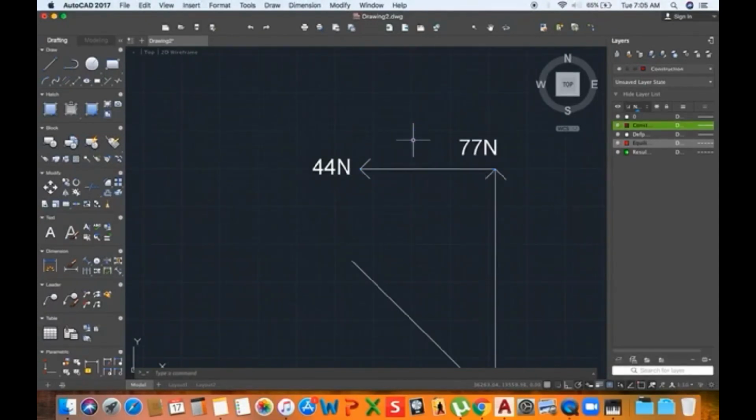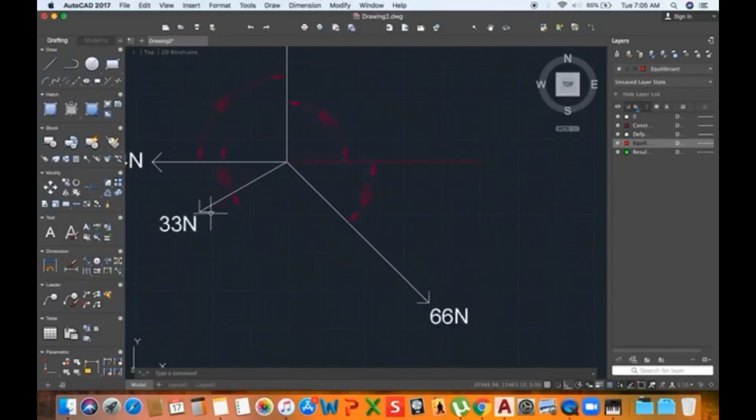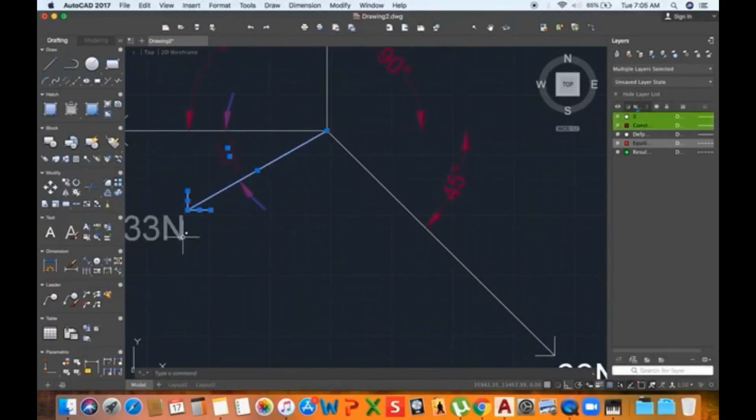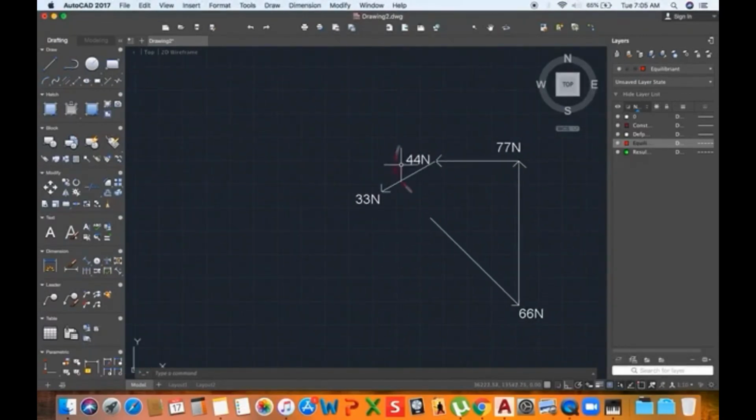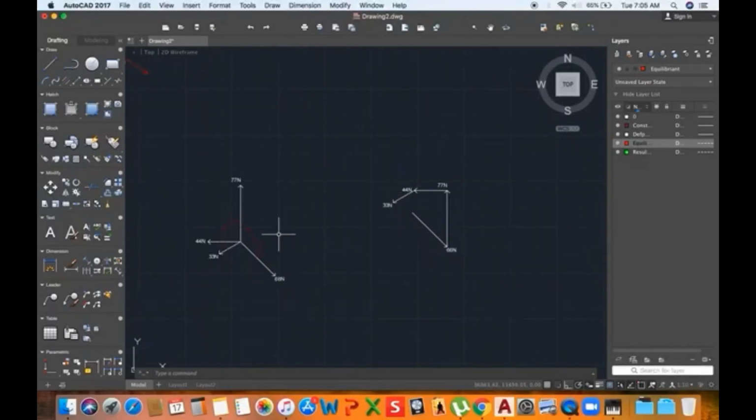And the fourth one is the 33 newtons. And we connect it at the end. Now, since the polygon did not close like the previous drawing, this body is not in equilibrium.